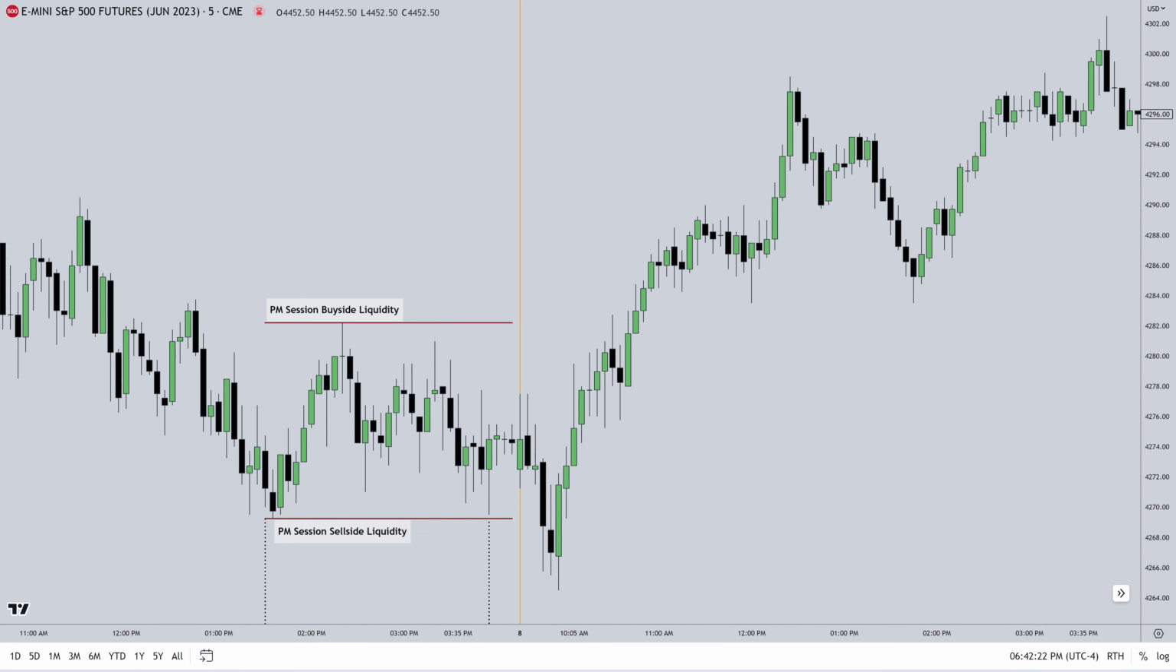No. It's only running down there to take sellers into the marketplace, and they're going to buy them. And then the market runs to the buy side.